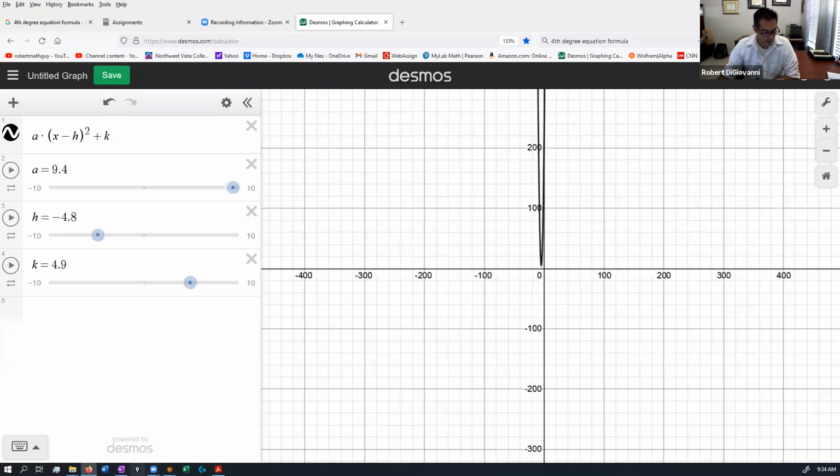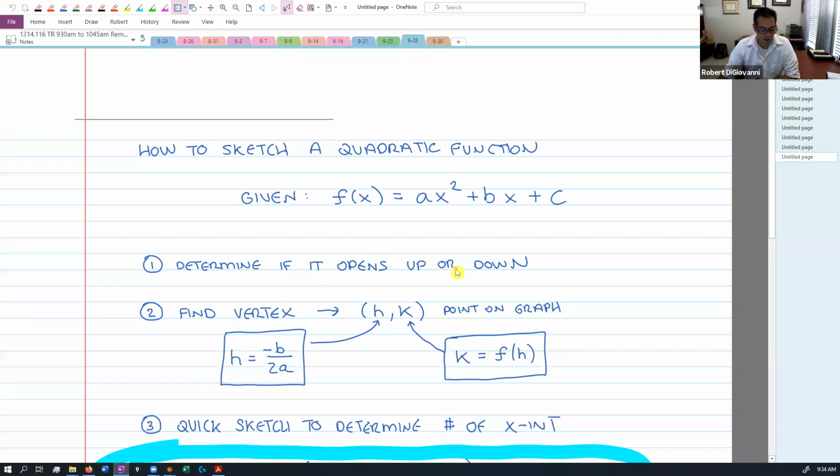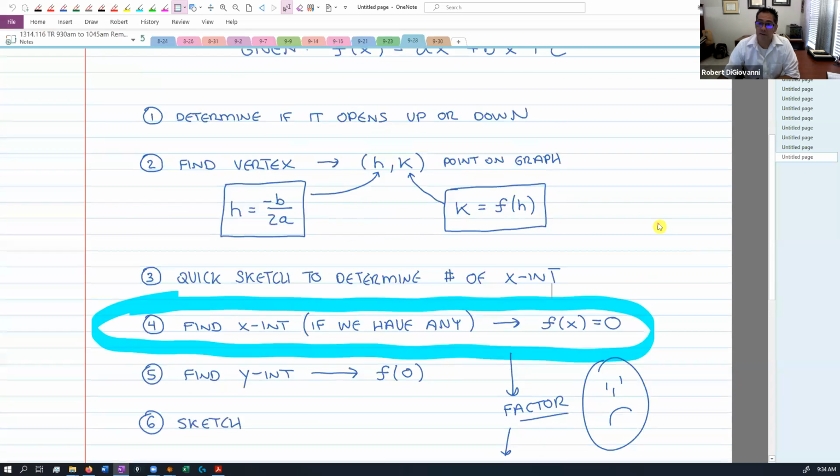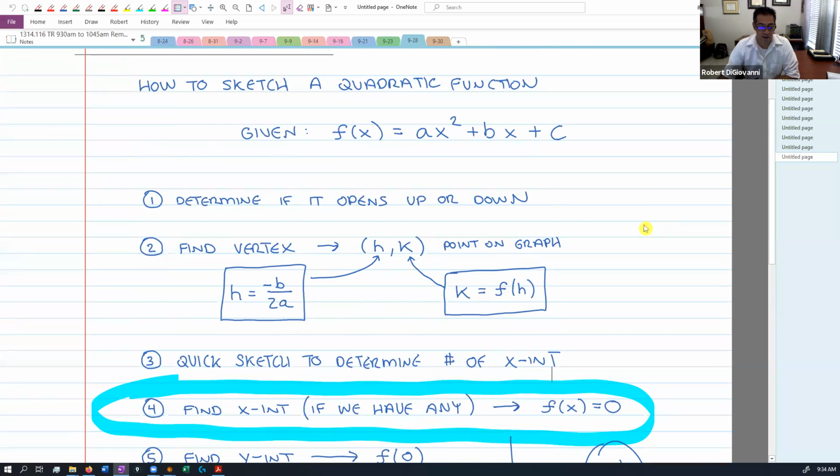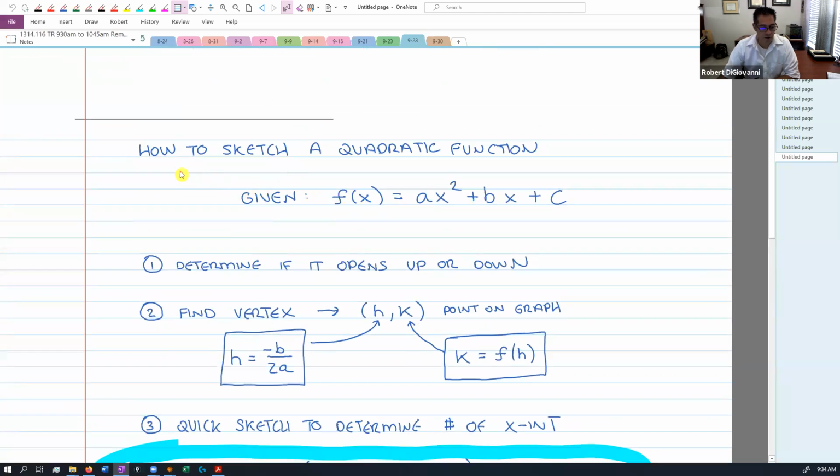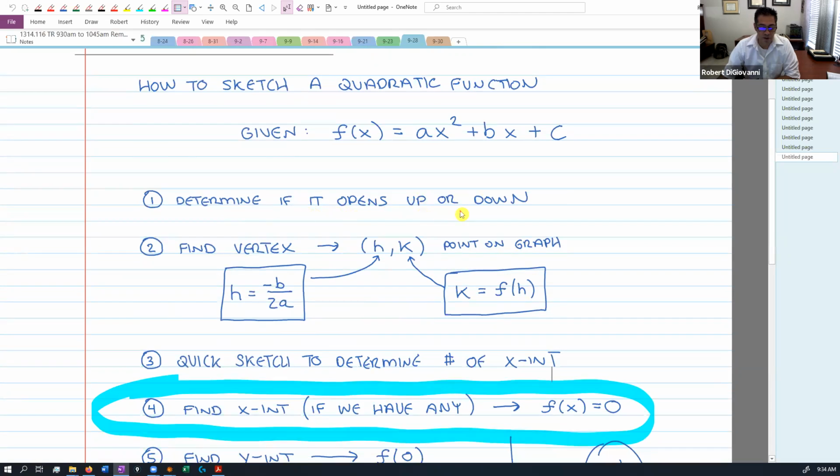So we wanted to be able to sketch, and this is what we started to talk about last time at the very end. So how do you sketch a quadratic function? At the end of the day, if we're given a quadratic function, all quadratics will look like this. The first thing we're going to do is determine if it opens up or down. Now, I don't remember, did I tell you how to determine that? I'm seeing some yeses.